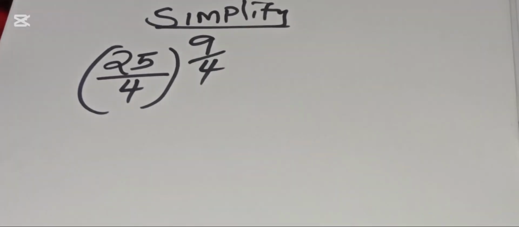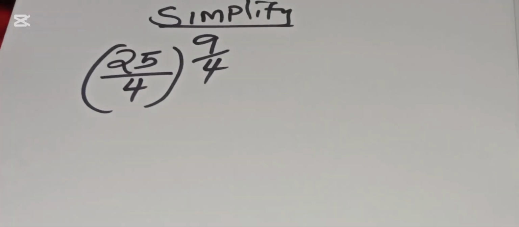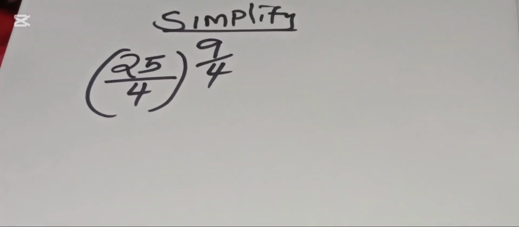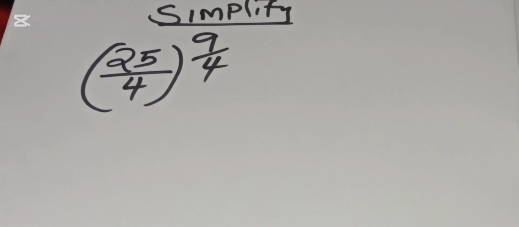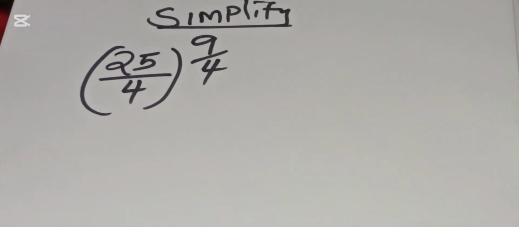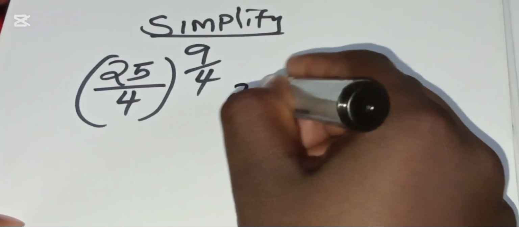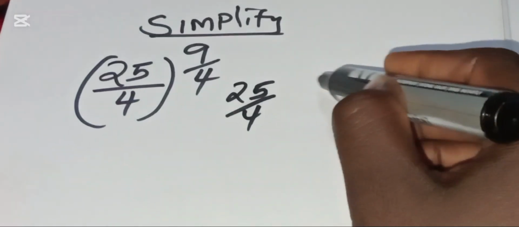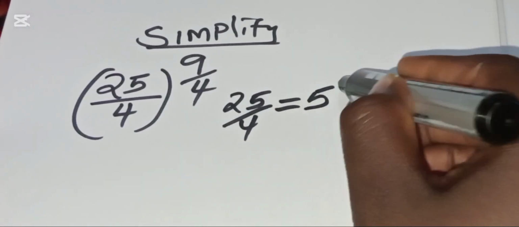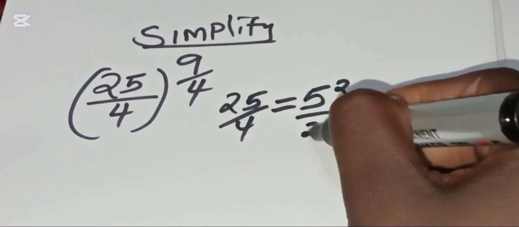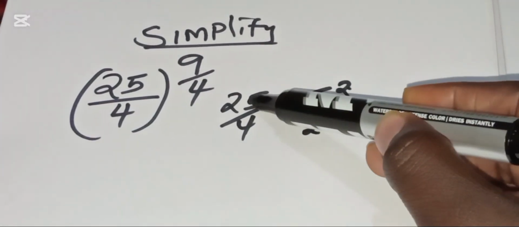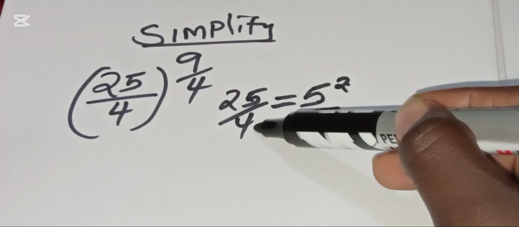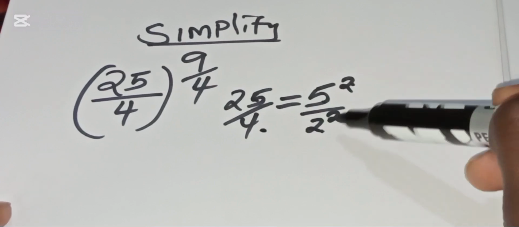Let's provide a solution given this math problem, which is (25 divided by 4) raised to power 9 divided by 4, okay? So the first thing you can check: 25 divided by 4. This can be expressed as 5 raised to power 2 divided by 2 raised to power 2, okay? 5 squared is the same as 25, and 2 squared is the same as 4, all right?